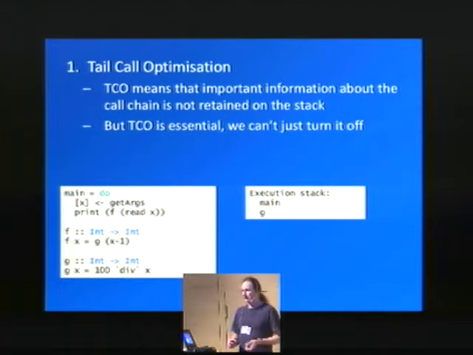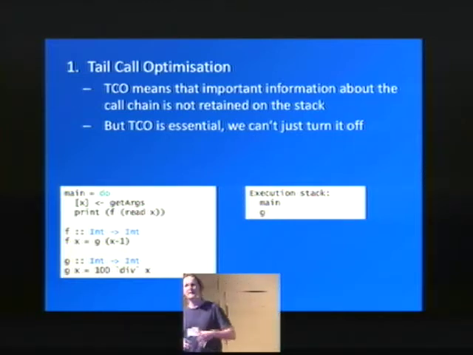So one is that we do something called tail call optimization. Tail call optimization is if you're making a function call and it's the last thing in a function, then we remove the caller stack from the stack frame and just make the new call. So that loses some information.